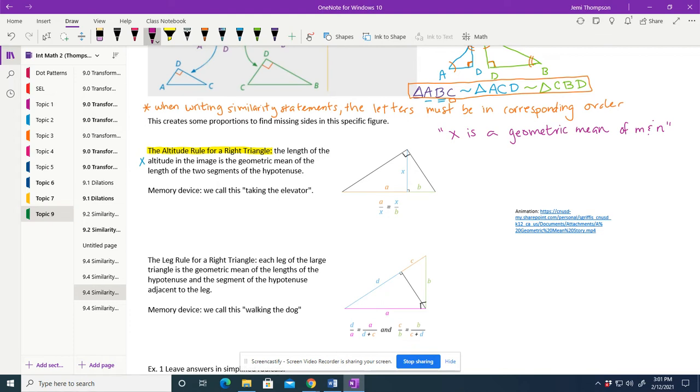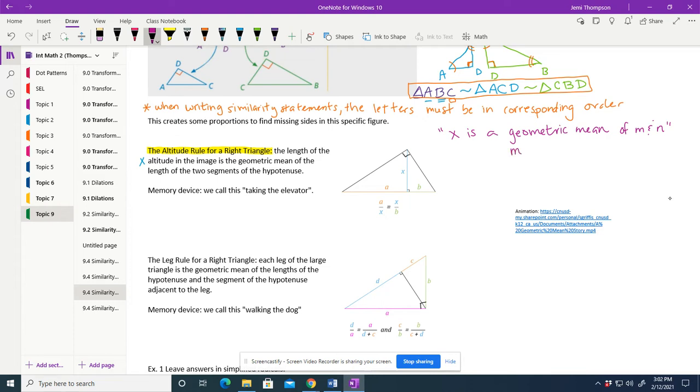Oftentimes when we think about mean, we are talking about arithmetic mean. An arithmetic mean is when I add two numbers together and divide by 2, it's taking the average. When we're talking about geometric mean, I multiply those two numbers together and take the square root. So the proportion is going to look like this.